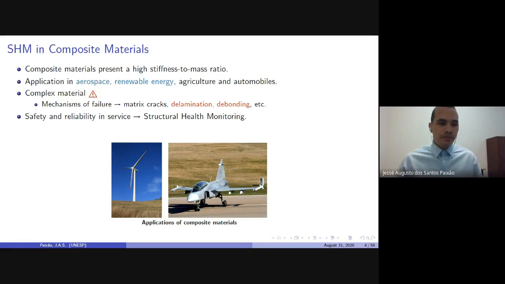Despite all the benefits of this material, they are very complex and they present numerous mechanisms of failure, like matrix cracking, delamination, debonding, etc., which makes it difficult to guarantee a high reliability in service. Then, in this context, it has been proposed in the literature the application of structural health monitoring techniques in order to improve the safety and the reliability of structures made with composites in service.